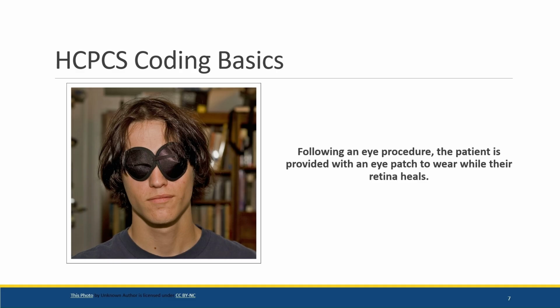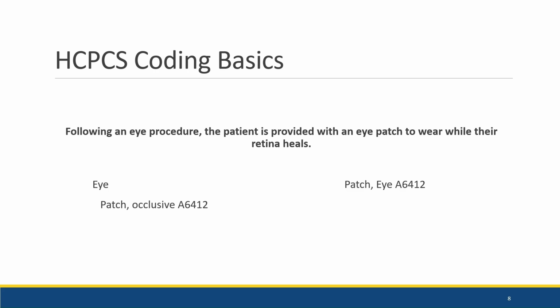Yes, an eye patch is the supply that the patient was given. Do you think you should look up by that main term, eye or patch? So both main terms are correct. If you search for eye, comma, patch, comma, occlusive is the subterm. If you search for patch, you're going to see patch, comma, eye with no subterm. Both entries in the index lead you to code A6412, which is the correct HCPCS code for an eye patch.